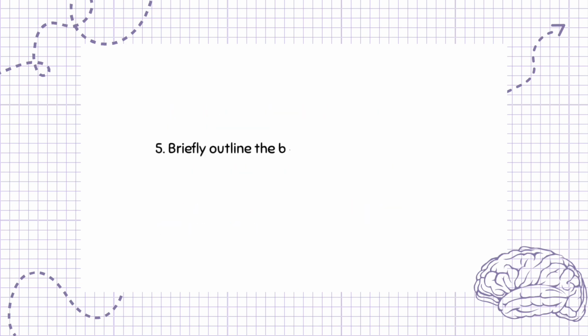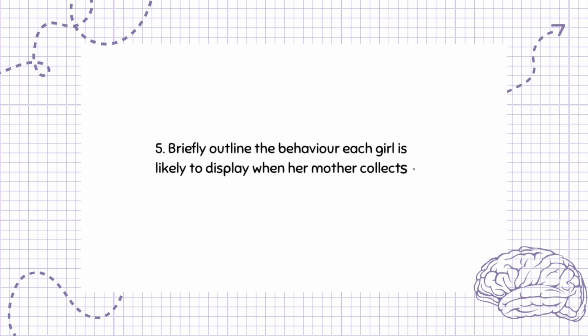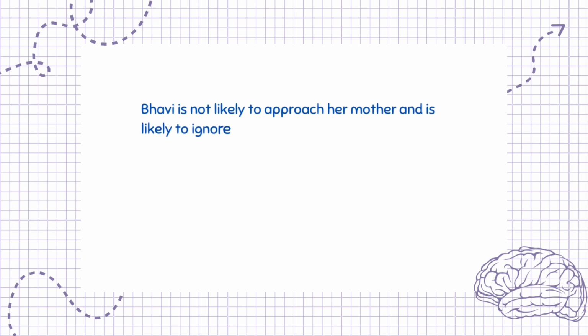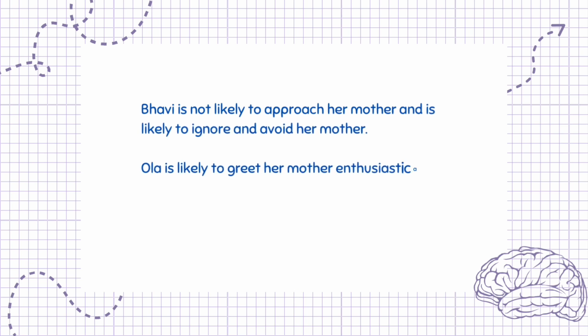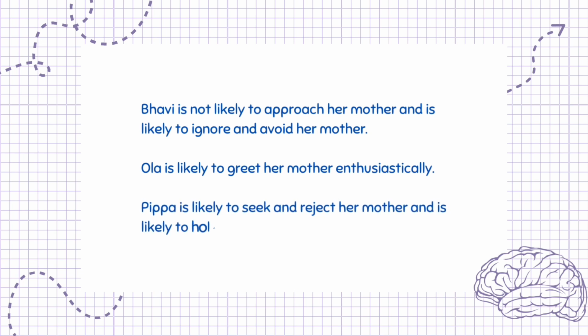Question 5. Briefly outline the behavior each girl is likely to display when her mother collects her from nursery. 3 marks. Barbie is not likely to approach her mother and is likely to ignore and avoid her mother. Ola is likely to greet her mother enthusiastically. Pippa is likely to seek and reject her mother and is likely to hold out her arms but may resist contact.